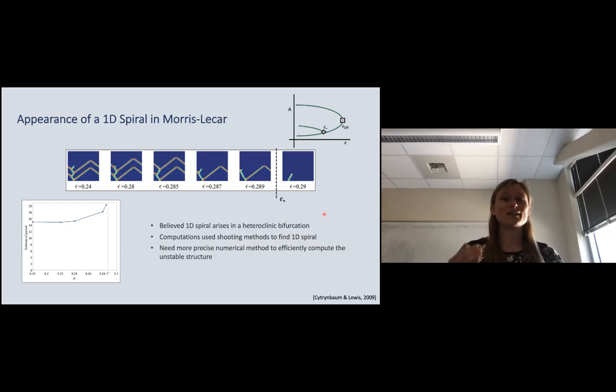All right, so we saw then, Stitch, Bob, and Lewis saw that as you decrease the value of epsilon below that critical value epsilon star, you saw the appearance of this 1D spiral wave. And so they also believed that this 1D spiral wave arises through this heteroclinic bifurcation. Some of the things that led them to believe this are they did some computations using shooting methods and found that as you approach this epsilon star from below, the period of this 1D spiral is growing, and it appears to be growing exponentially. So they did these computations that involved shooting methods to find this unstable 1D spiral.